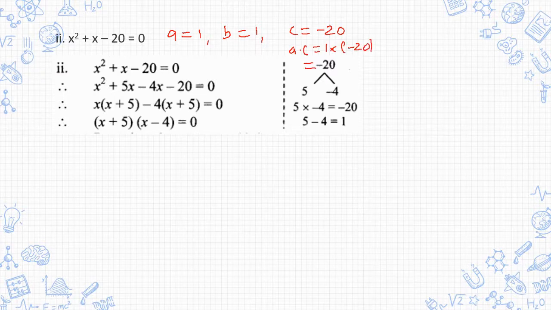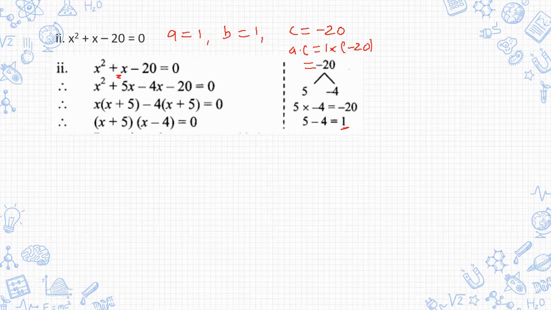Now minus 20 we want to split into two such numbers that multiplying those numbers I get minus 20, and adding or subtracting I should get the middle term. In this case the middle term is plus 1, so I should get plus 1. If I take 5 and minus 4, 5 into minus 4 will give you minus 20, and 5 minus 4 will give you plus 1, and plus 1 is the coefficient of the middle term.